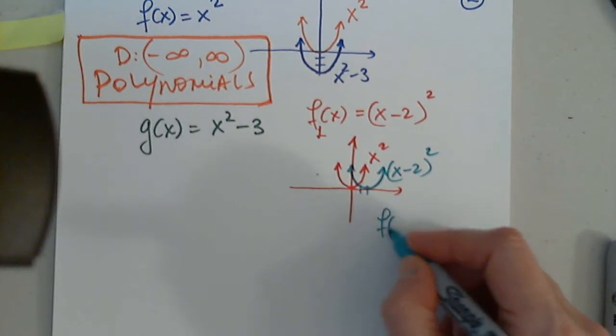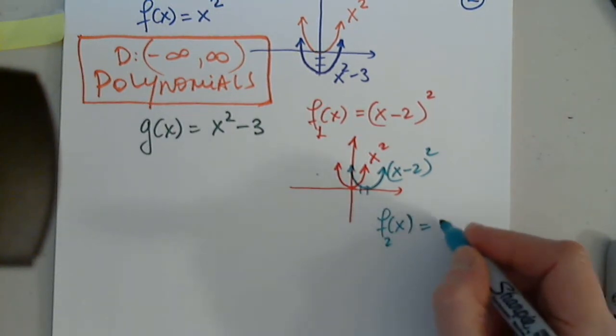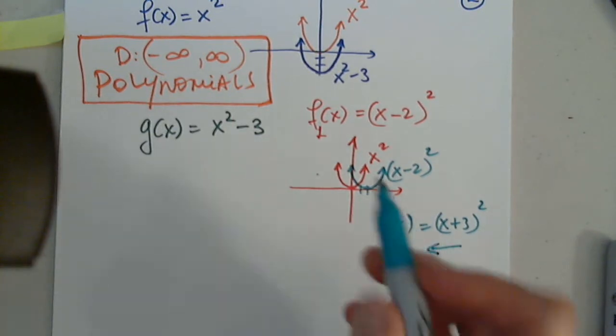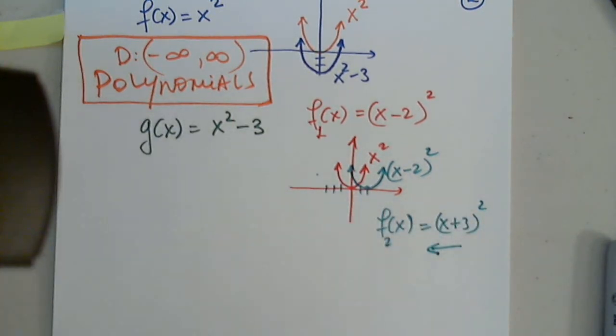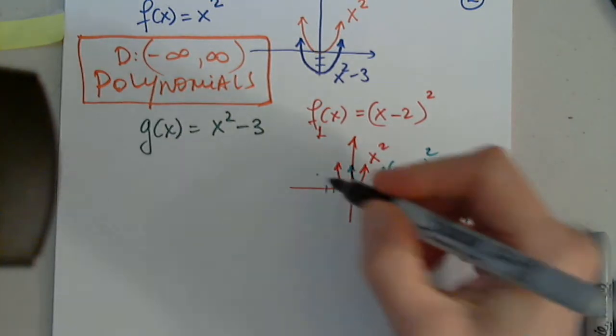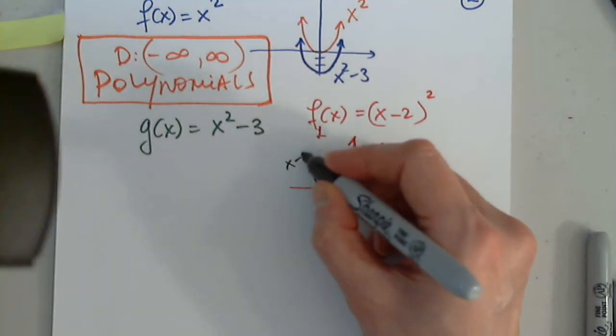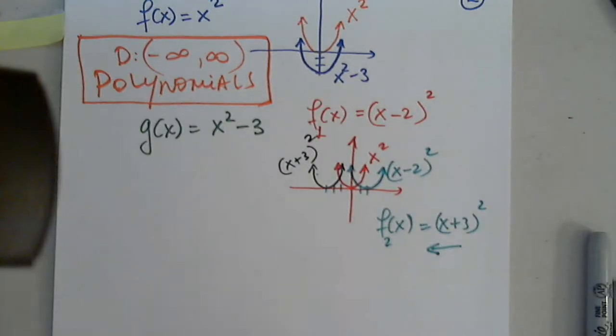If I have f2 of x equals x plus 3 squared, the graph will shift to the left 3. 1, 2, 3. And it's right here. Same shape. So x plus 3 squared. Okay, so that is the quadratic function.